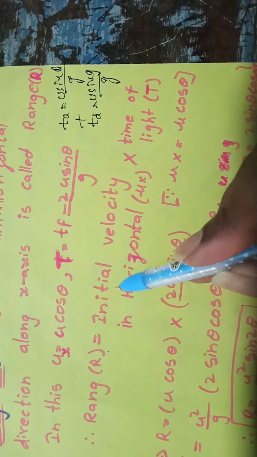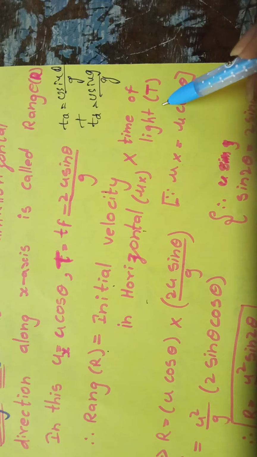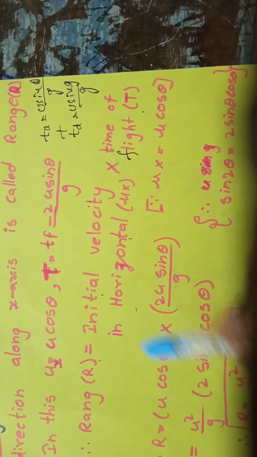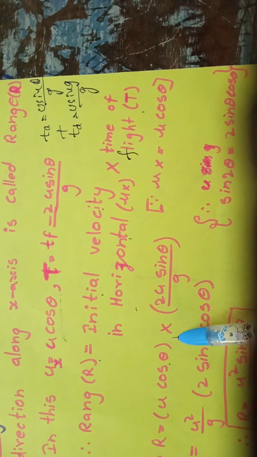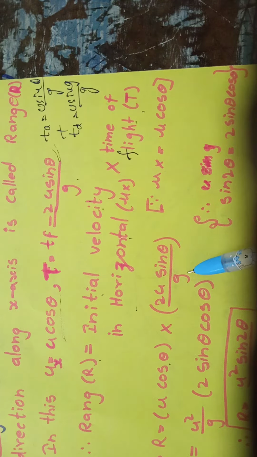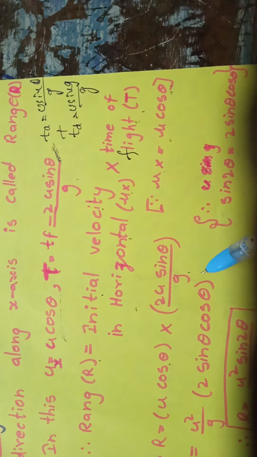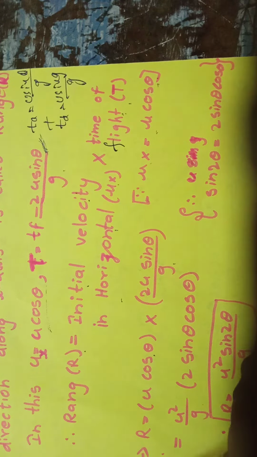Now range R means the initial velocity in the horizontal direction multiplied by the time of flight. R is equal to the initial velocity, here it is u cos theta, into the time of flight. Your time of flight value is 2u sin theta by g. Substitute. So ux value is u cos theta, time of flight is 2u sin theta by g. Now here u into u square by g.